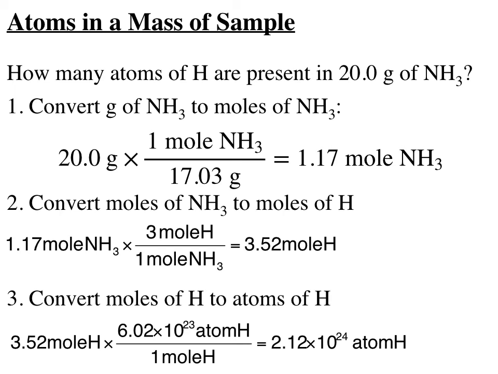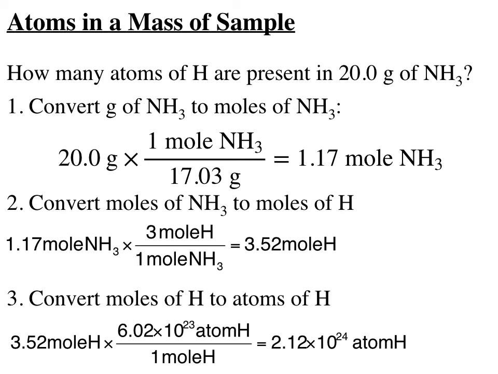I am starting with 20 grams of ammonia. What I can do with the 20 grams of ammonia is first, I want to get to atoms of H, but I don't simply go there first. There's 3 moles of H per mole of ammonia, and use that as a conversion factor.